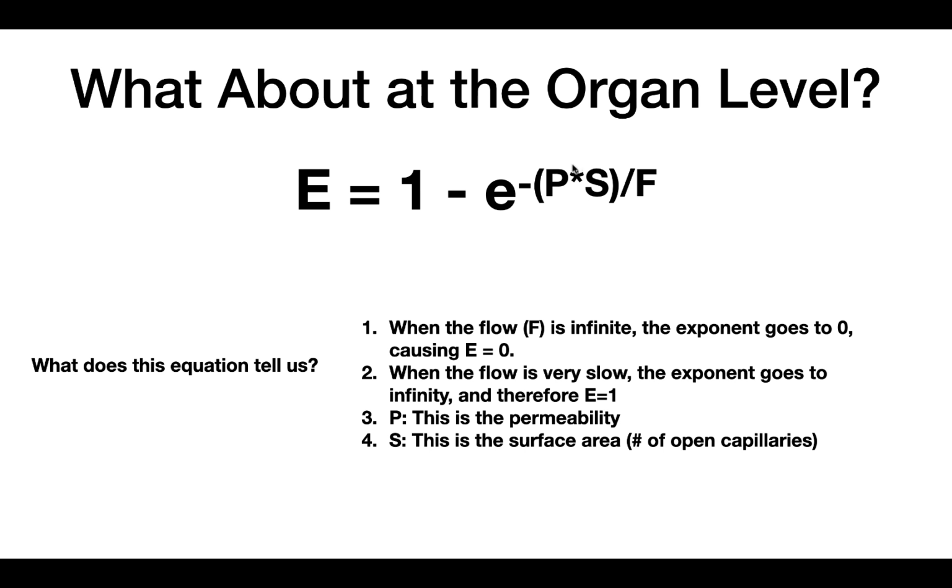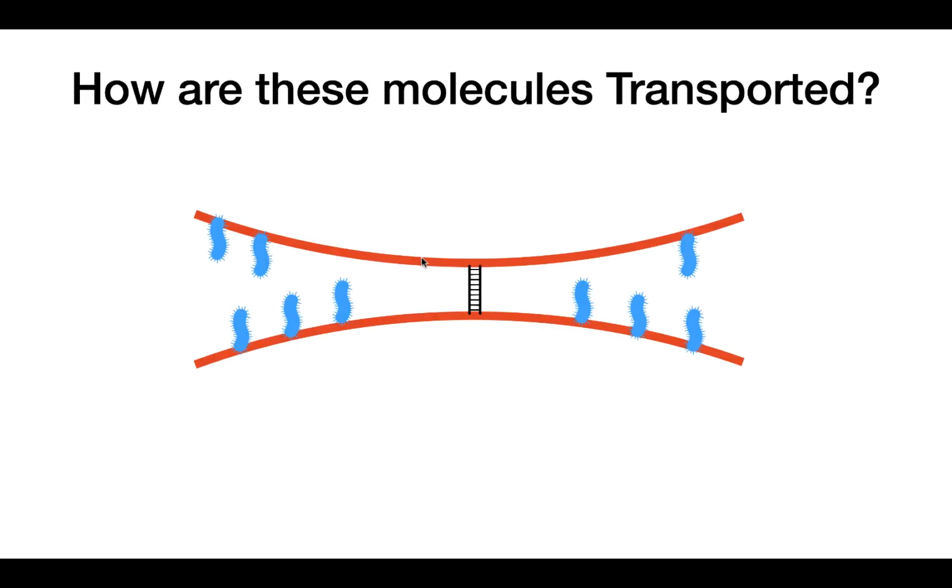And then the last one is the surface area. The surface area is actually correlated to the number of open capillaries. Now, in a particular organ, most of the time you're not going to have all the capillaries open at once. Usually when an organ becomes more active, more capillaries open. And as you increase the number of open capillaries, you increase the surface area, and therefore you allow more solute to be released into the interstitial fluid. So those are the main things that you should get from this equation.